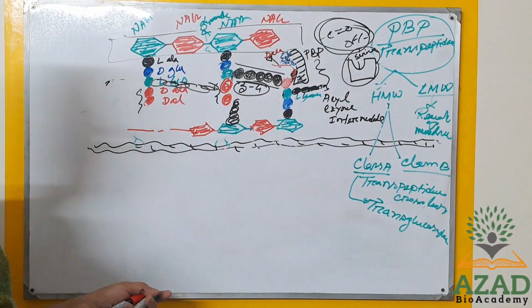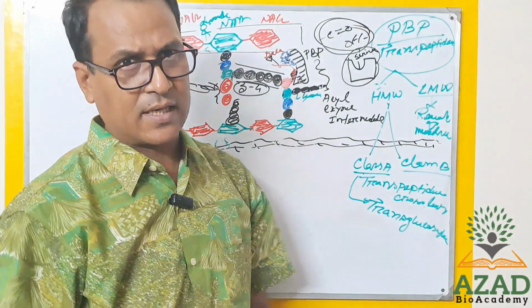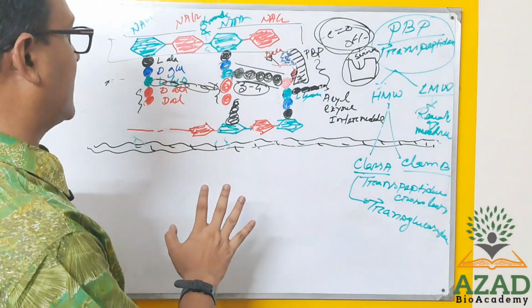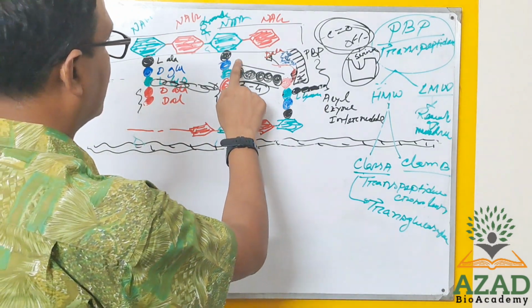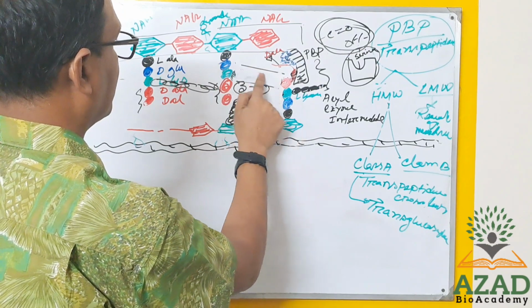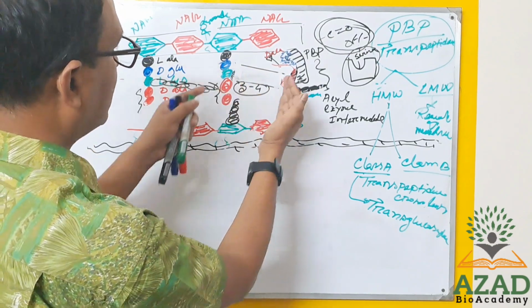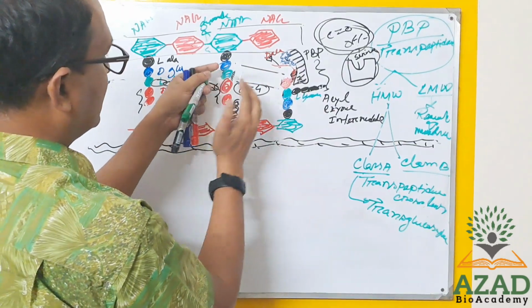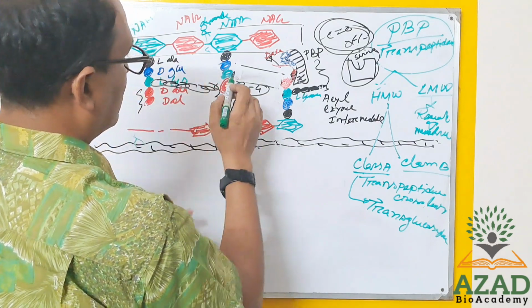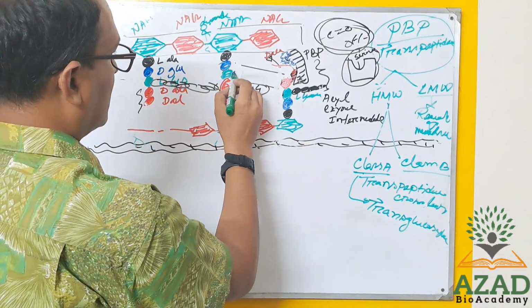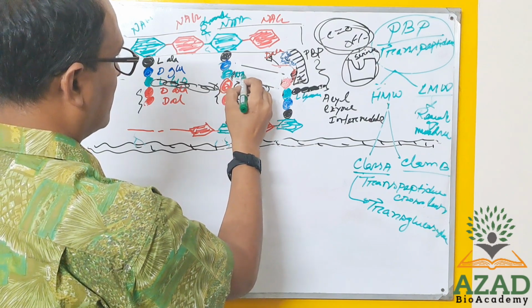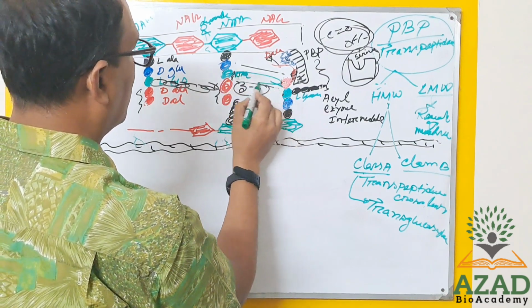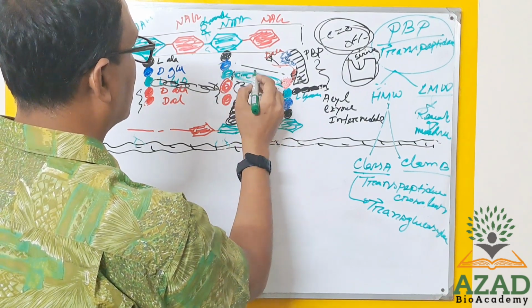Some species of bacteria like E. coli have no pentaglycine. So in that case, what will happen? Actually, those chains are very adjacent to each other, and it will form a direct bond between the amino group of the third amino acid and the carbonyl group here. It will form a covalent bond, that is an amide bond.